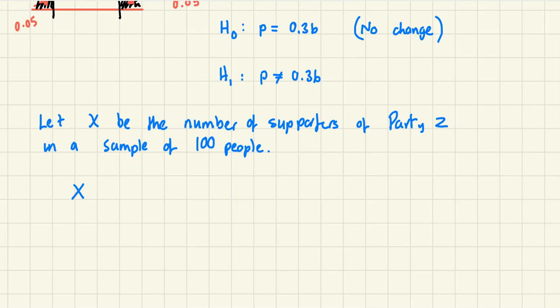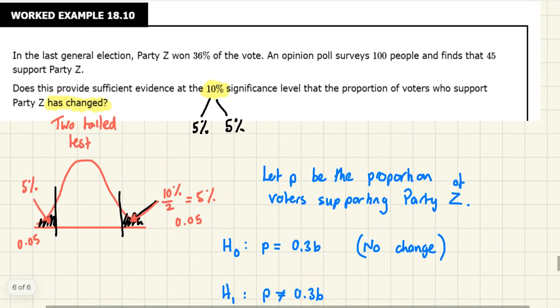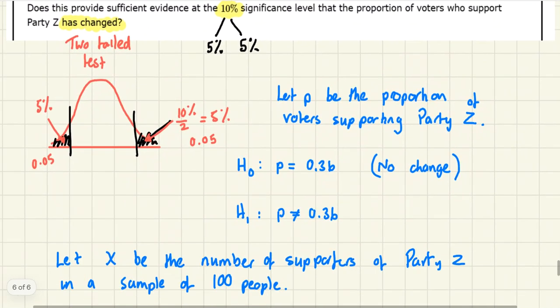So then we can say X is binomially distributed. Number of trials is 100, and the probability is 0.36. Okay, so now it's a bit like, how do we determine this then? Put into a calculator. Well, we've got to have some numbers to put into our calculator first, which was in the question. So the question says 45. So you probably want to put in 44, 45, 46.